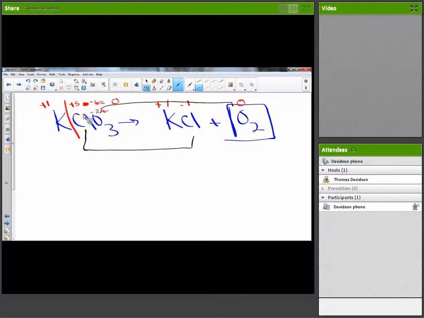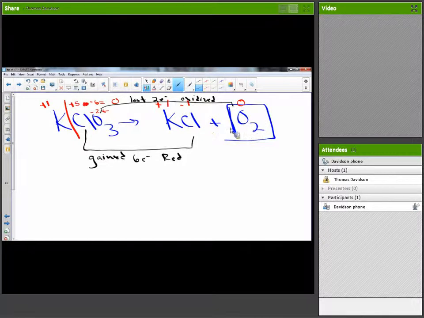So chlorine went from +5 to a -1. What happened to it? It gained 6 electrons, which means it was reduced. Then oxygen went from -2 to 0. What happened to it? It lost 2 electrons, which means it was oxidized. Which is ironic because oxidation originally just meant that oxygen was in the reaction.